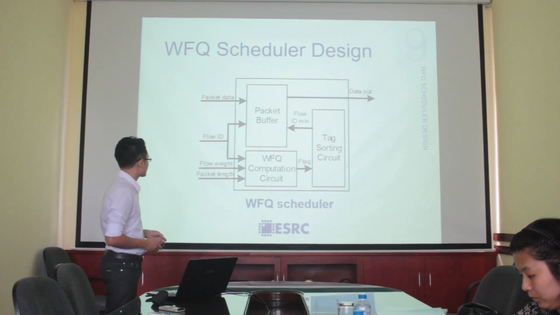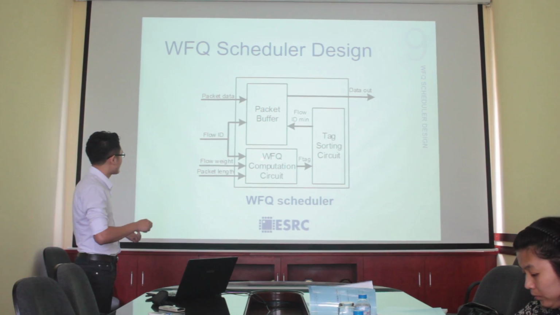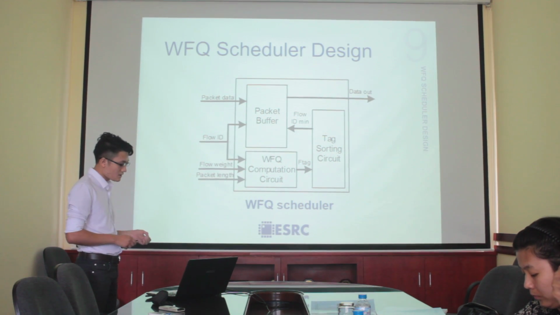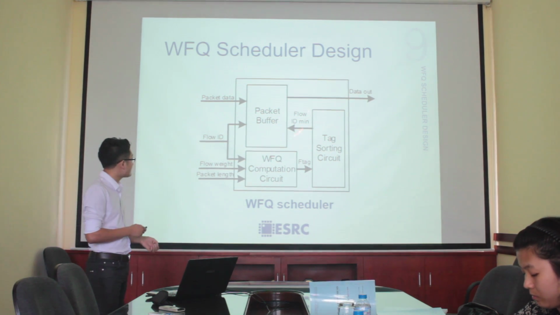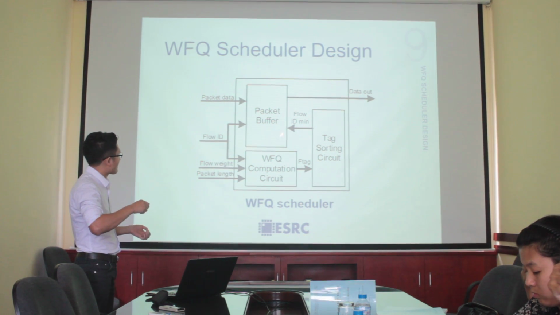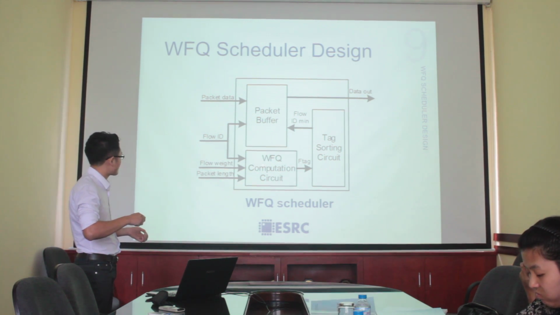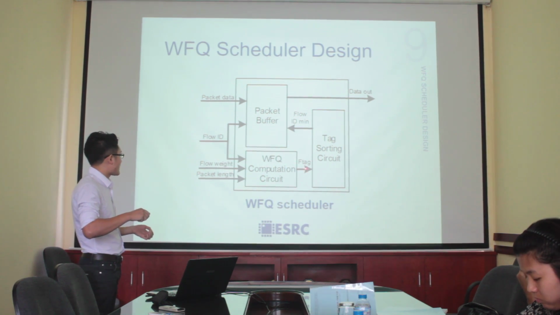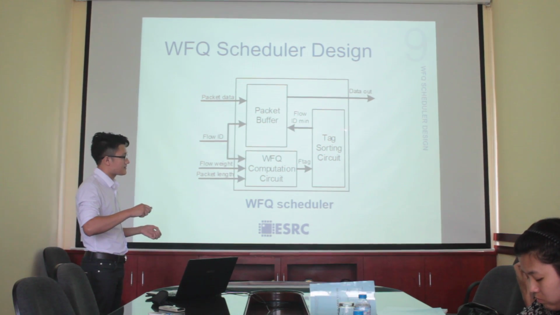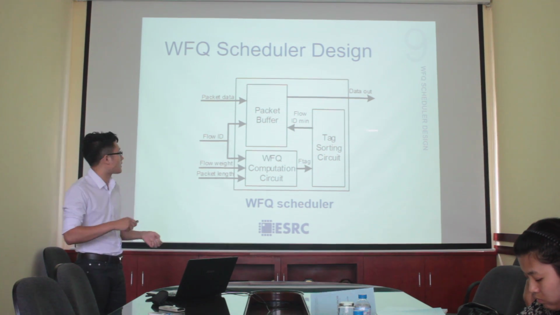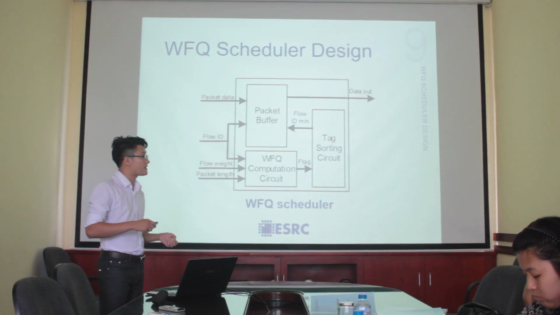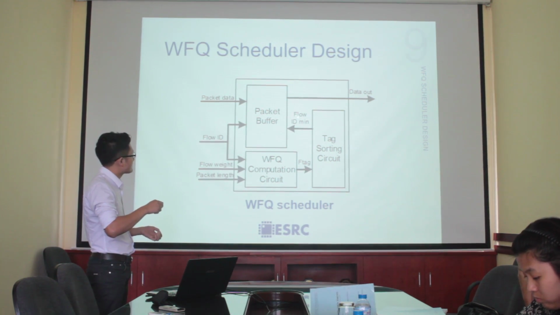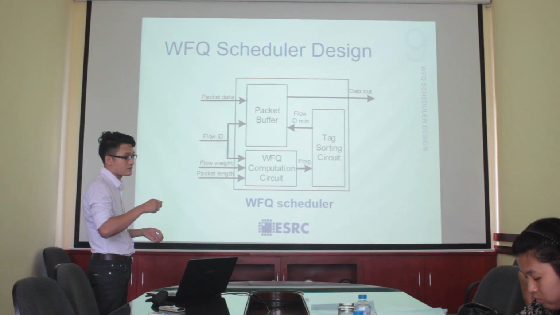And here is our scheduler design. We consider 3 main blocks: the weighted factoring computation circuit, the task sorting circuit, and the packet buffer. When the packet comes into the scheduler, its data is stored in the packet buffer here. And the computation circuit receives the necessary parameters to calculate the FTime. The FTime will be sent to the task sorting circuit, and the task sorting circuit will search for the flow ID, which is the address of the packet having the smallest FTime in the system. The packet buffer will use this value to output the packet.